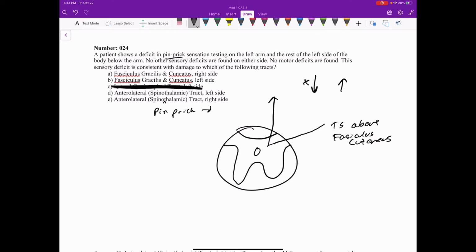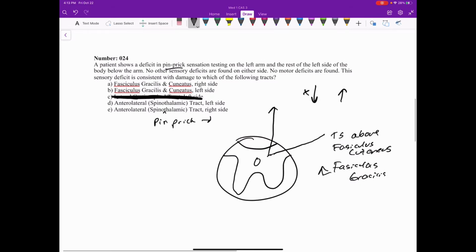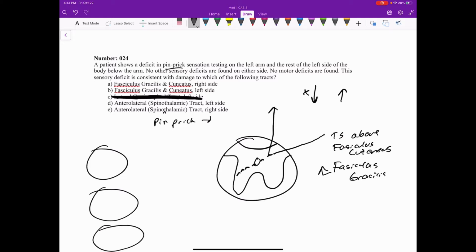Okay, but what if it comes from the arm and it's below the arm as well? Okay, could it be the fasciculus gracilis? Well, not really, because these guys are separate from each other. What could it be then? Well, what if we cross over? Why would I cross over? Okay, let me draw it again. I drew a couple of them. You guys probably know why.